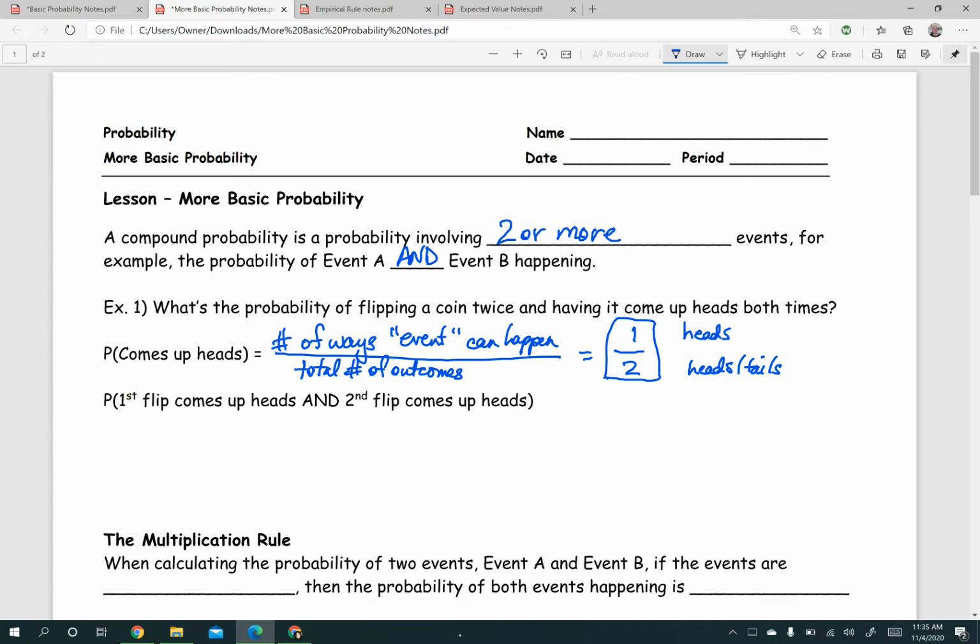Now, if we wanted to know the probability of the first flip coming up heads and the second flip coming up heads, we could do that, but we would have to know all the outcomes. So sometimes it's easier to split up this probability. And when we split up the probability, it's okay to do that when there's ands. So we can write the probability that the first flip is heads and the probability that the second flip is heads. And why does that make the problem easier? Because we know the probability of flipping a head. We just did that. So the probability that the first flip is heads is 1 over 2, and the probability that the second flip is heads is 1 over 2. And all we do is multiply those. And so we get 1 over 4.